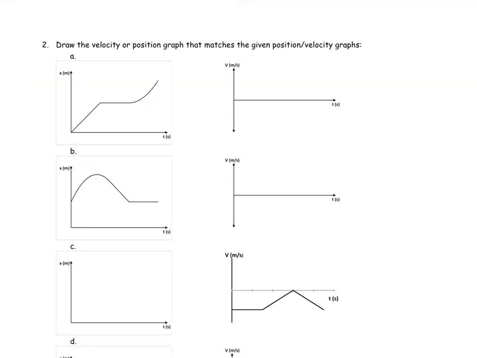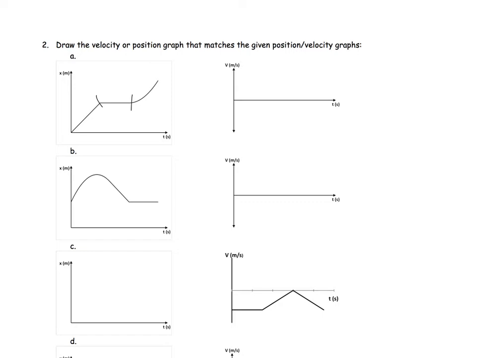For the next part, we have a series of graphs, and we want to draw the matching graph, either velocity or position, depending on what we're given. First, I'm going to break up this first graph into 3 parts, and I'm going to think about 2 things: whether we have a positive or negative velocity, and whether we have a positive, negative, or 0 acceleration. You can also think about whether you're speeding up or slowing down. That works as well, as we've done in some of the sorting problems in class.